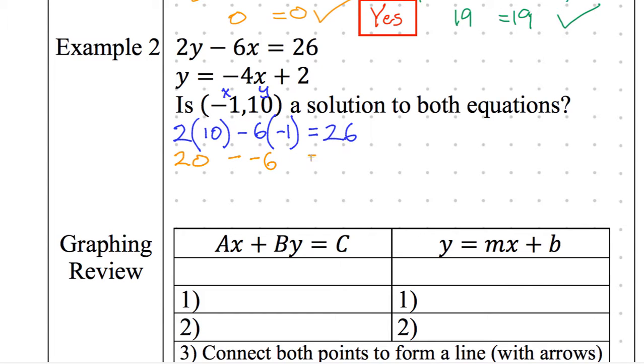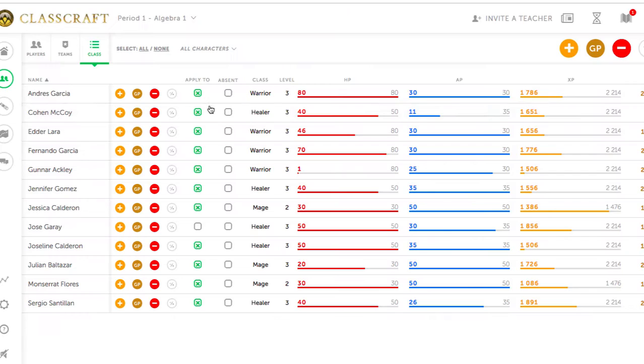Minus -6 minus -6 equals 26. And then these are double negatives, so plus, they kiss, and then I'm going to get 26 on the left, 26 on the right. So is that good or bad? Good. That is a solution to that equation. Now we have to check that it's a solution to the next equation.